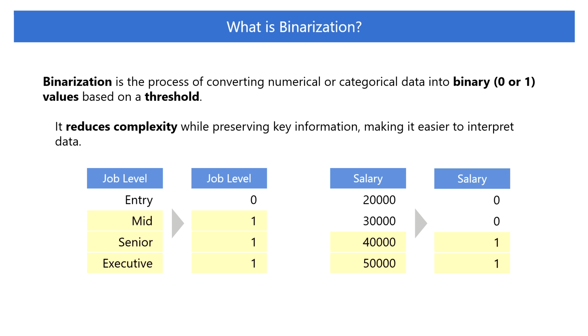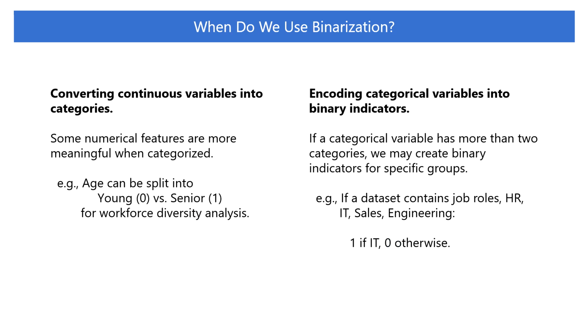Binarization is the process of converting numerical or categorical data into binary, 0 or 1, based on a threshold. Binarization reduces complexity while preserving key information, making it easier to interpret data. Binarization is commonly applied in the following cases.